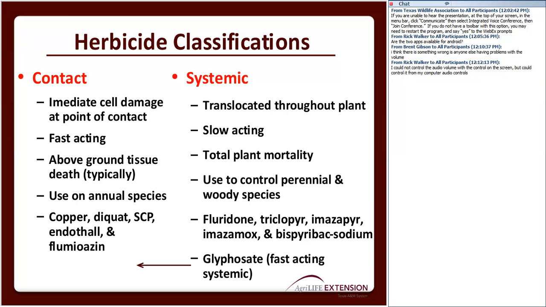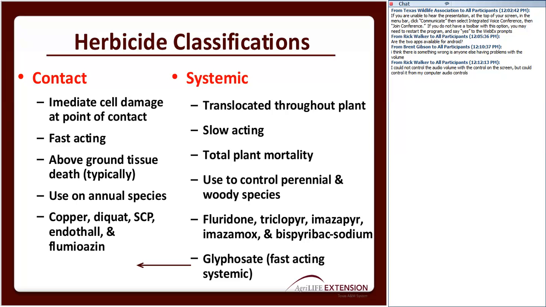Systemic herbicides are typically slow-acting. Some of the ones that we use to manage ponds, oftentimes we won't see any type of noticeable effect until 6 to 8 weeks after application. Systemic herbicides also result in total plant mortality, and that means that oftentimes they're your best chance to eradicate the species from a pond. And so we typically use systemic herbicides on perennial and woody species.